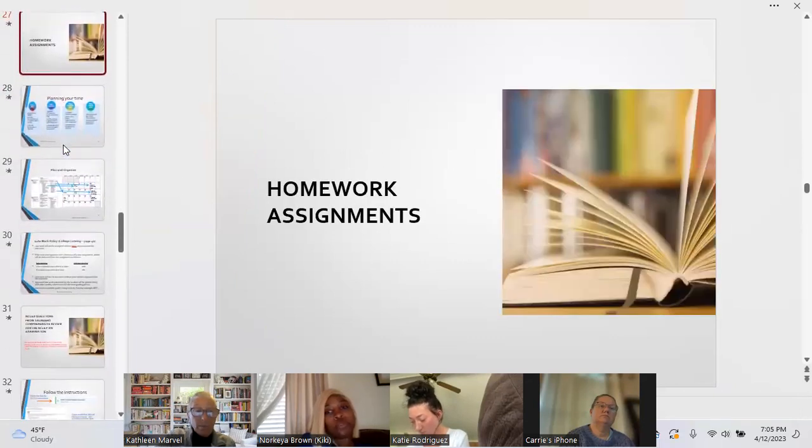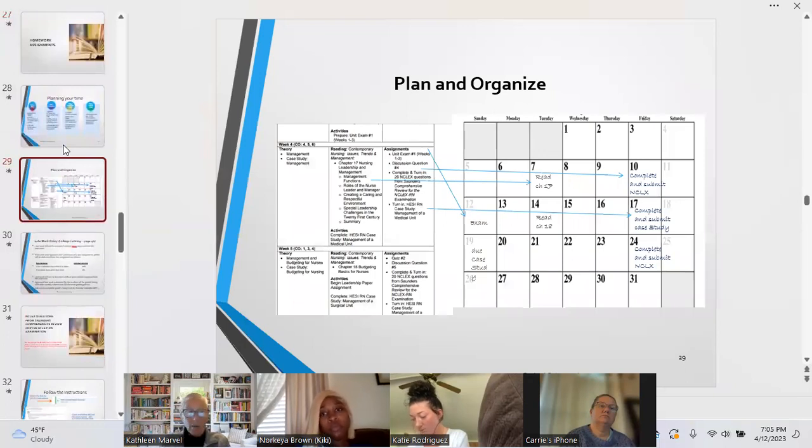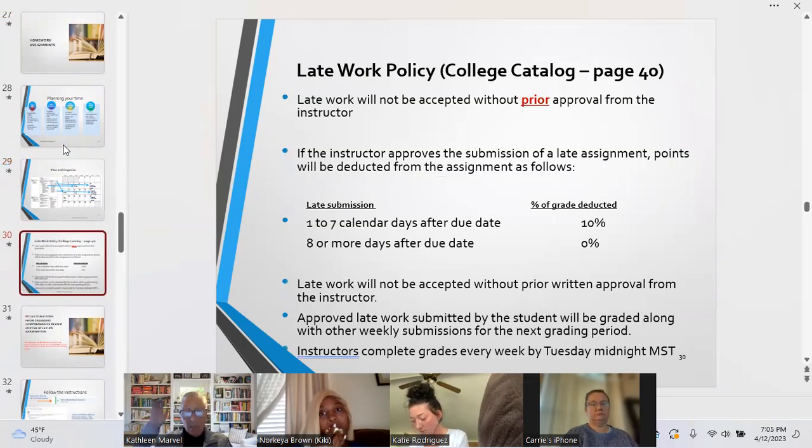Homework assignments. What do we want to know about homework assignments? Everybody has their own way of organizing, whatever you use, calendars, phones, whatever. But this is a good time to be real organized this term. Late work policy, we already covered.